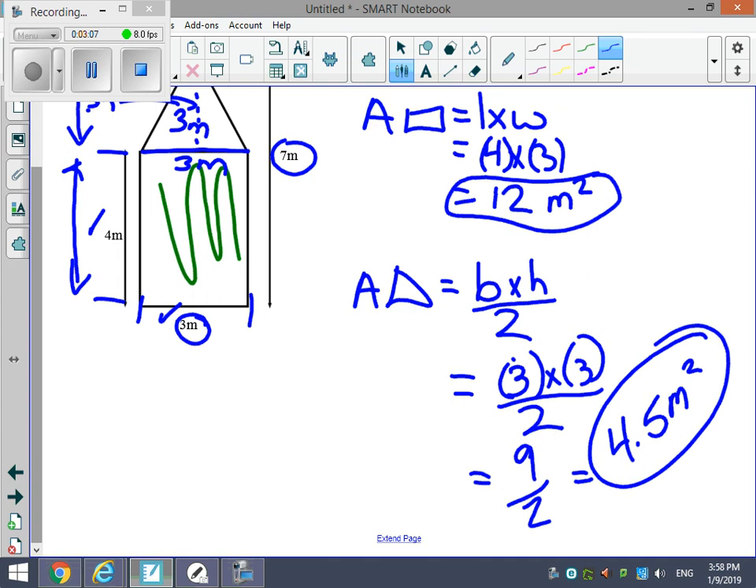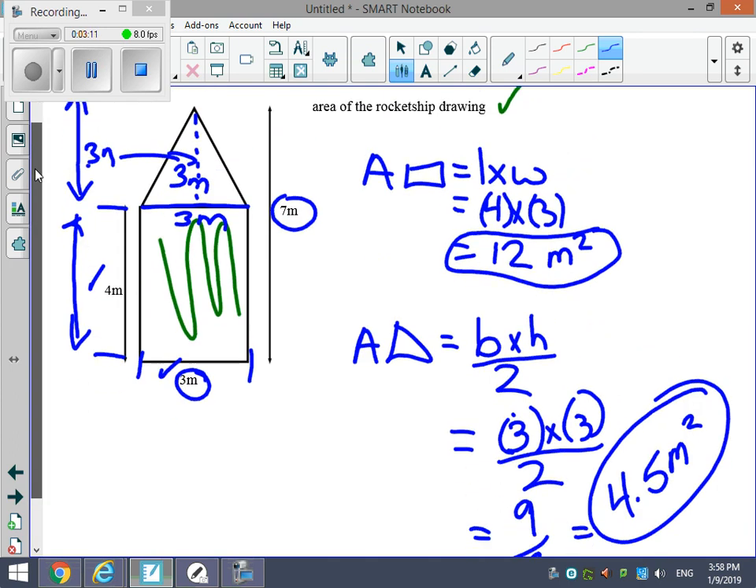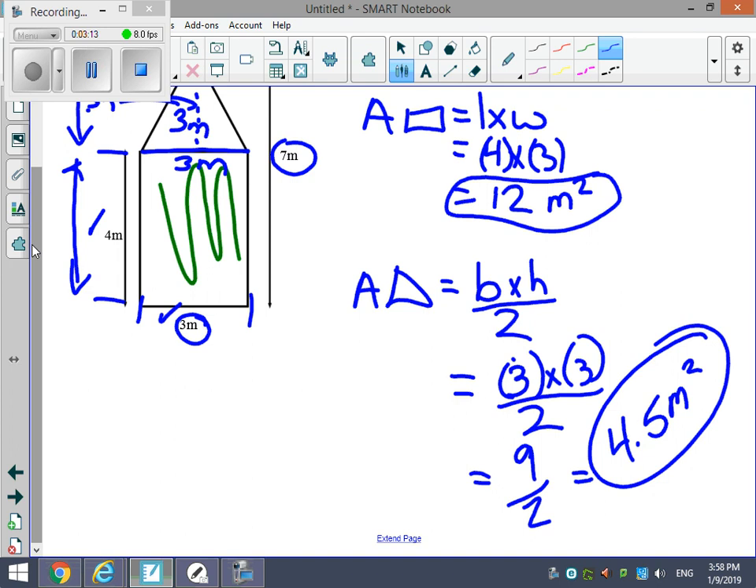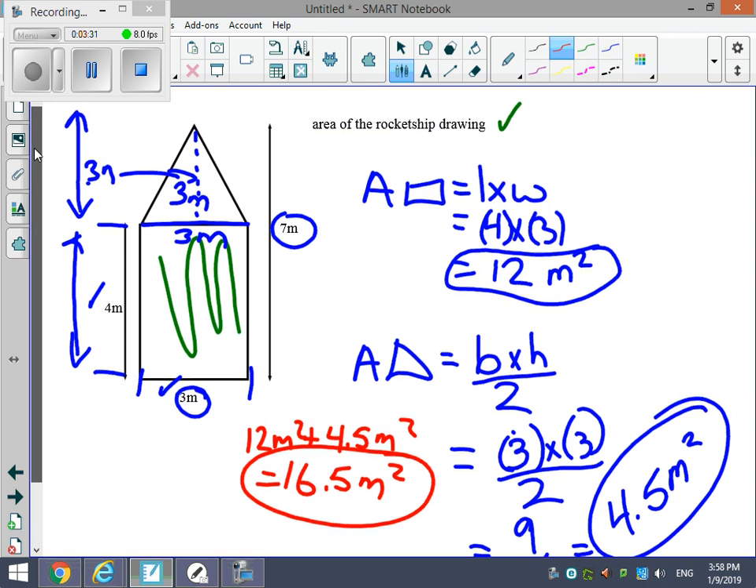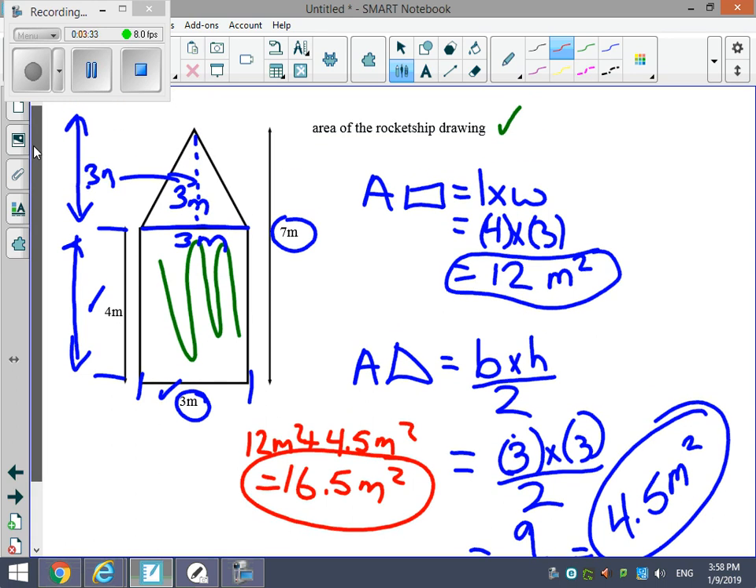Now remember the question, if we do go back to the question, was, what is the area of the entire rocket ship? Well, in order to find the area of the entire rocket ship, we have to add those two shapes together. So the area of the rectangle was 12 meters squared plus 4.5 meters squared equals 16.5 meters squared. There is how we do the first one. Now we did a couple like that in class today. So let's take a look at a little bit harder one.